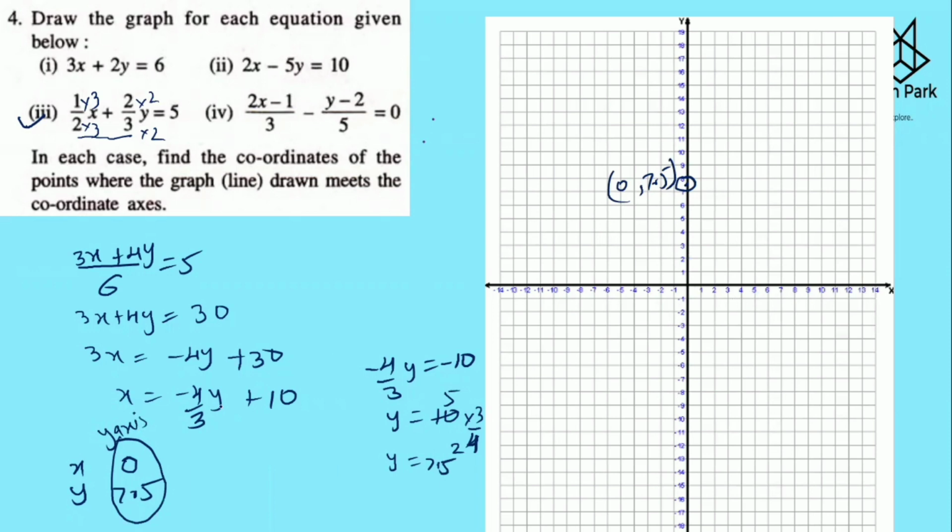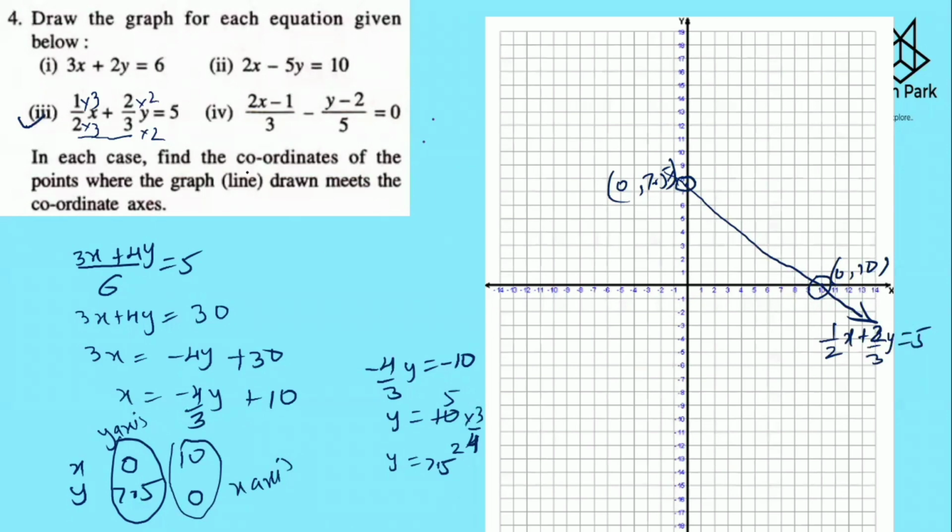Now let us put y is equal to 0. If you put y is equal to 0, you get x is equal to 10. So 0, 10 is the point where the line meets the x-axis. Got it? So let us draw the line, and this is our line passing through these points, and the line is half x plus 2 by 3y is equal to 5. Got it? So we did the fourth part.